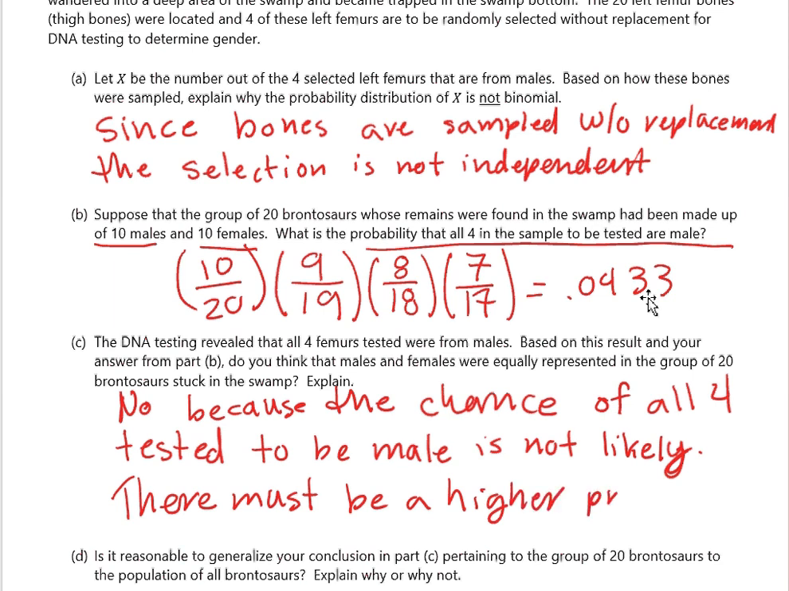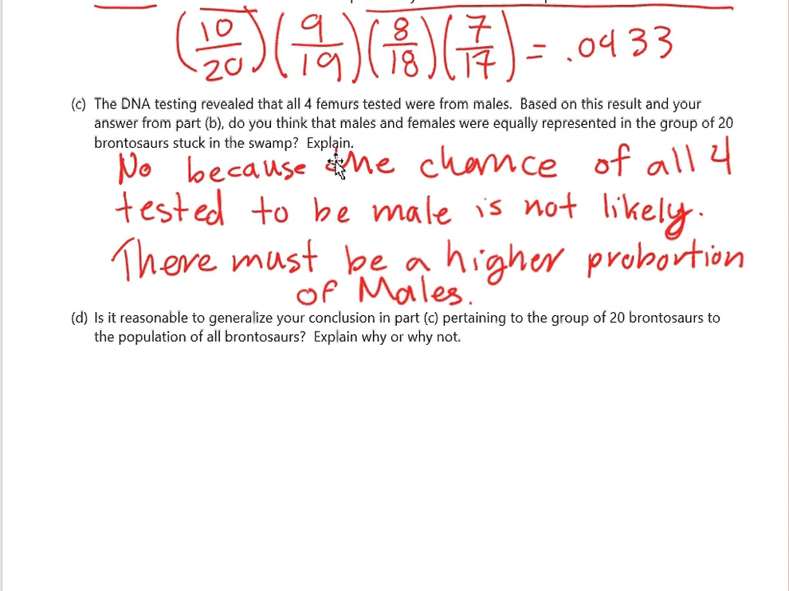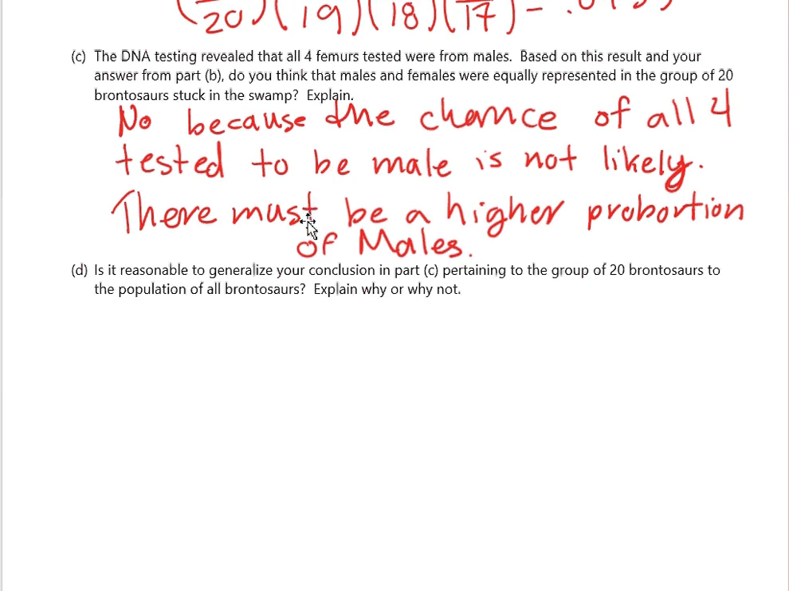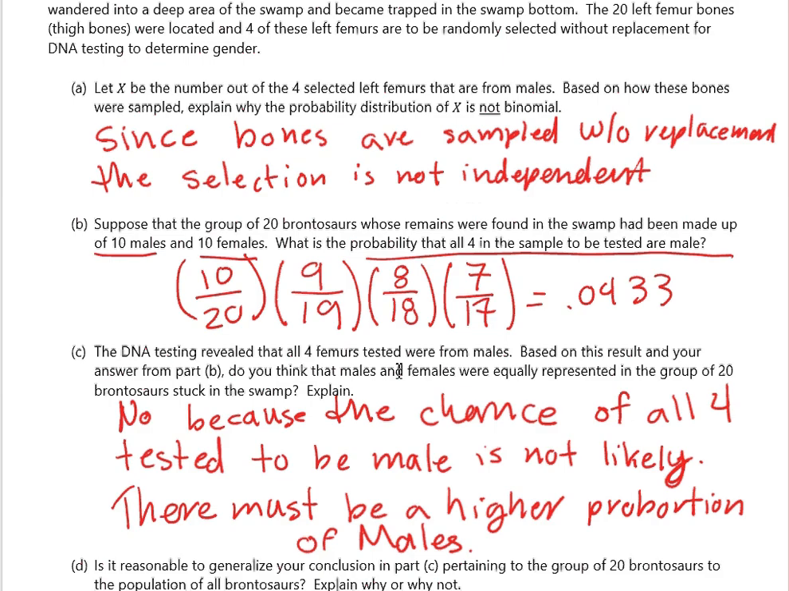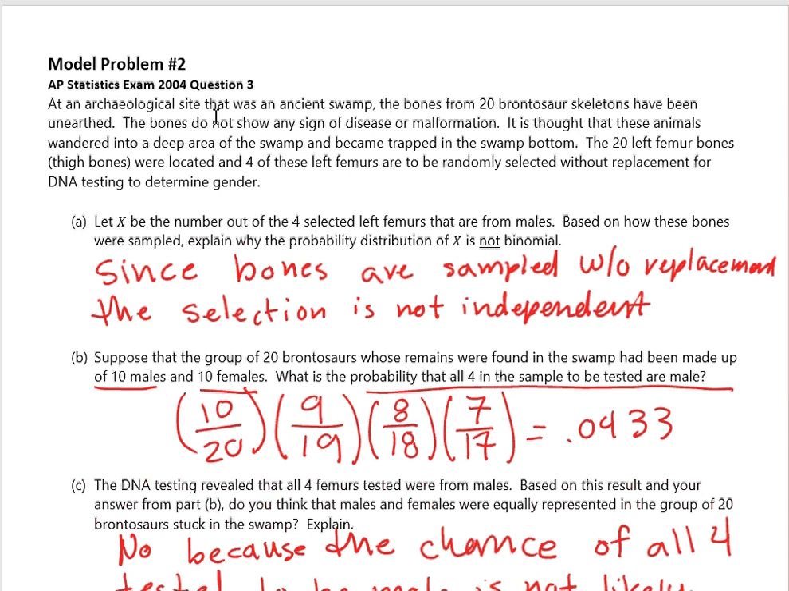Okay. All right, so I'm almost there. I'm almost to the full 4 points. So for D, it says, is it reasonable to generalize your conclusion in part C pertaining to the group of 20 brontosaurs to all of the population of brontosaurs? Now, let's go back and read the problem for a second. At an archaeological site that was at an ancient swamp, the bones from 20 brontosaurs have been unearthed. So my entire sample is from one site. So since this was not a random sample from all brontosaurs, no, it's not reasonable.